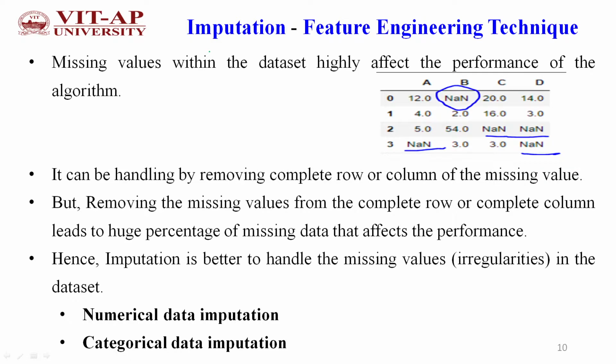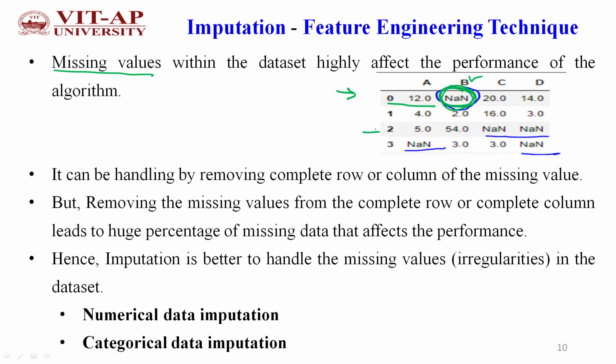Imputation is used to handle the missing values in the data set. Missing values, in the sense, look at the given data set. Here, the first sample does not have the second feature value. So this is NaN, which means the value is not available, not a number. NaN means not a number. So this value is missing in feature number 2 of sample 0.